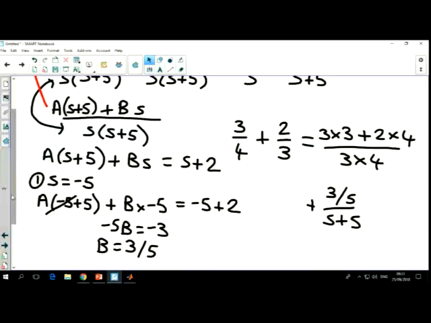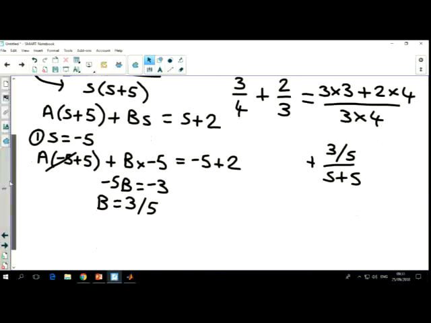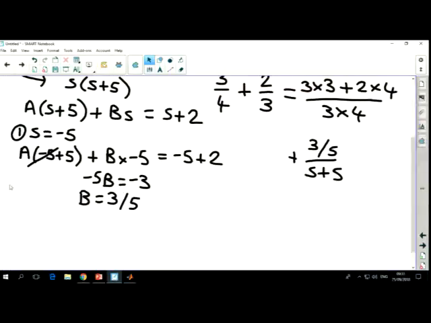Okay, so we do the same to find a. So what value can we make s? Oh gosh, what happened there? I think I zoomed in and I didn't need to. Oh, carry on there. Start again. Will it matter? You can still see it, can't you? It won't matter.